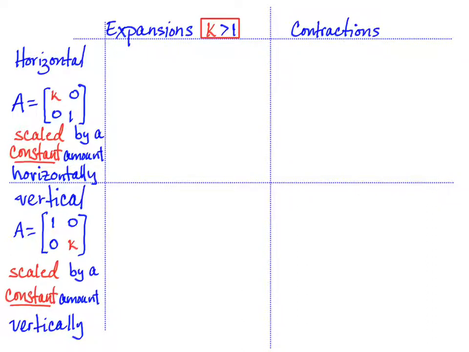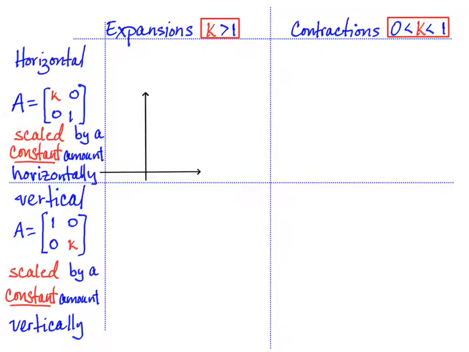And the contractions are the ones where the scalar k is between 0 and 1. So notice k is a positive number, but if k is between 0 and 1, we're actually contracting either the horizontal component or the vertical component. If k is greater than 1, we're expanding either the horizontal component or the vertical component. So let's look at what these look like.